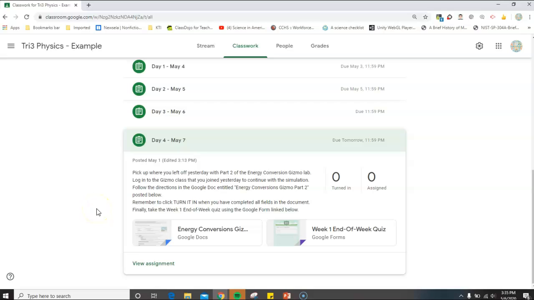So what you're going to see is, I didn't include the link back to the Gizmos class because you have that from yesterday. So all I have posted here is the energy conversion gizmo notes document for part 2 and of course your end of week 1 quiz. So we'll talk about that in a minute.